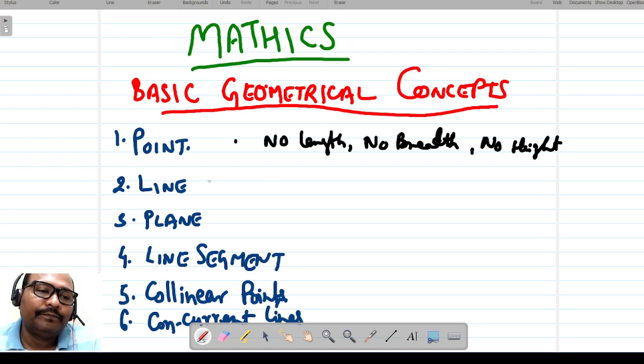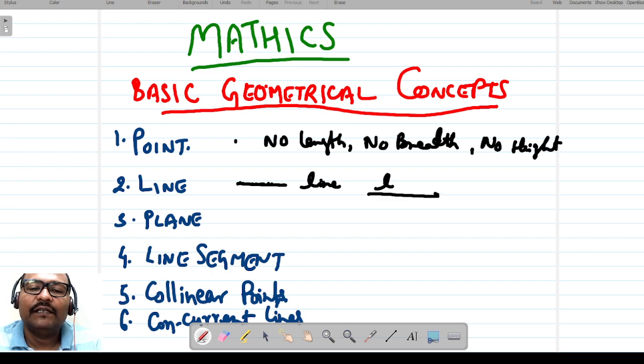What is line? When a number of points are added together, okay, then they form a line, right? It is represented like this. One line is represented like this, which is extending to both the ends, right?